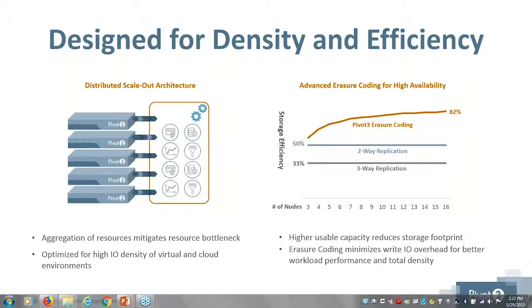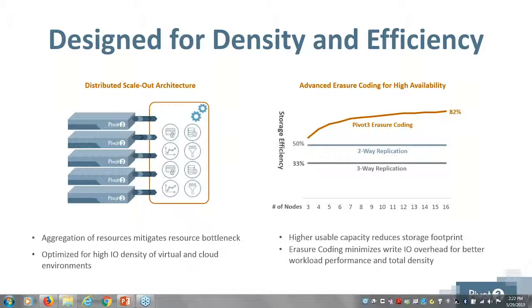And this is critically important when you start thinking about virtualized environments and virtual desktops, where you have high VM density driving IOs, and those IOs are being mixed by the hypervisor. So having these large drive pools, large resource pools, to support those is an ideal thing for virtualized workloads. Pivot3 does that out of the box with its distributed scale-out architecture, aggregating all of the resources.